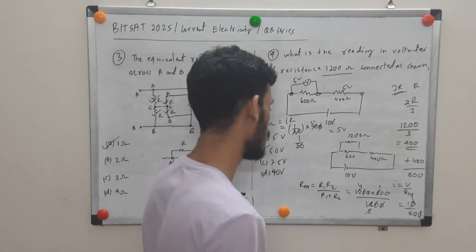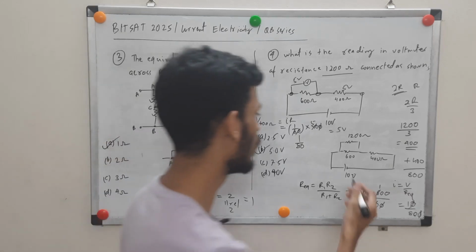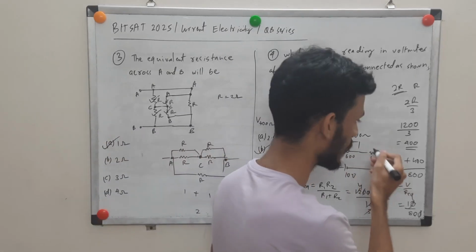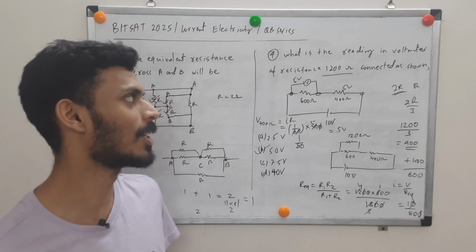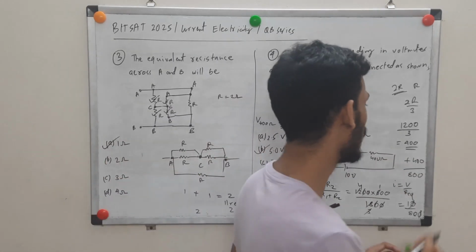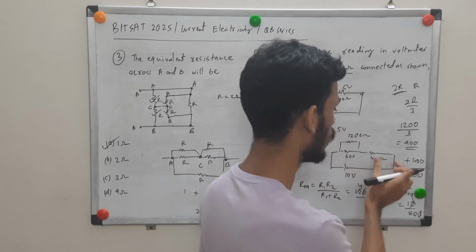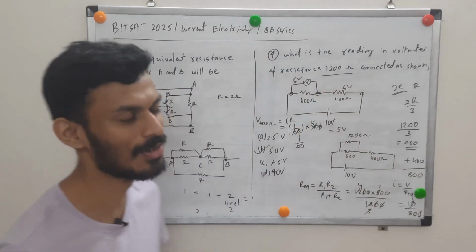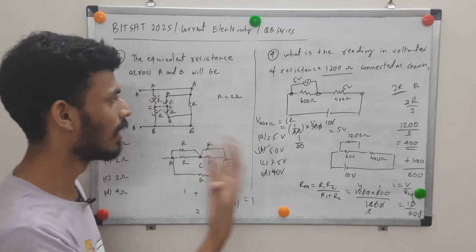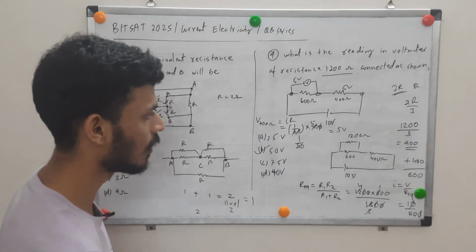Okay, so 5 volts is the correct choice over here, and it was very obvious, right? This is also 400, this is also 400. So the voltage would have split up equally, right? 400 and 400, so 5 and 5 volts. Okay, so that was the logic. Anyways, that was your answer, 5 volts.